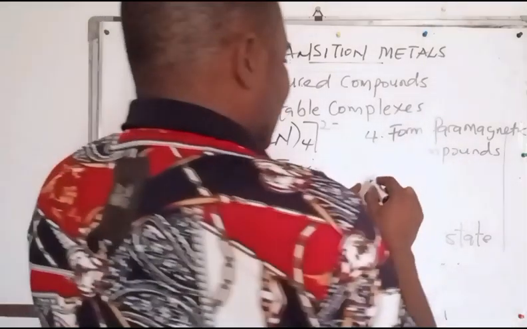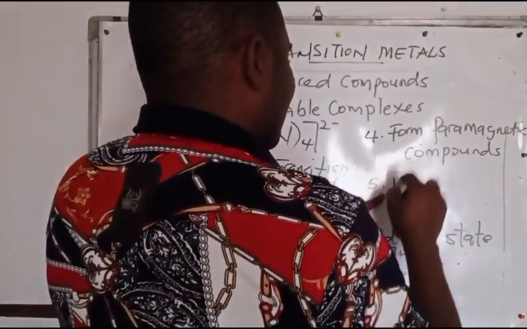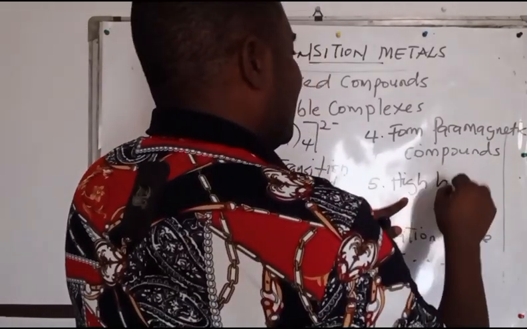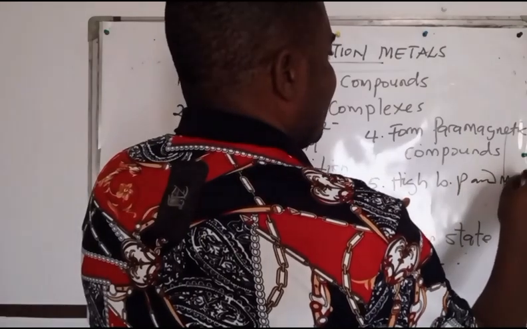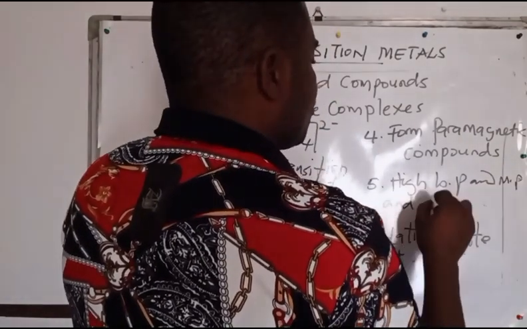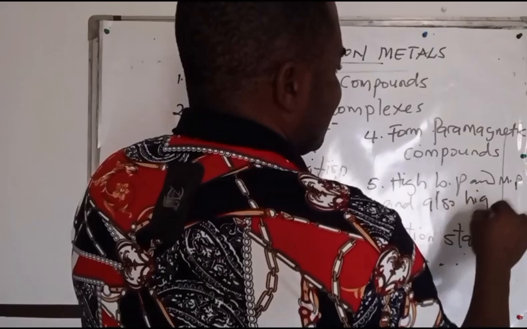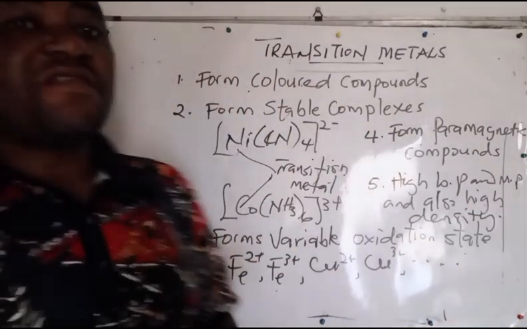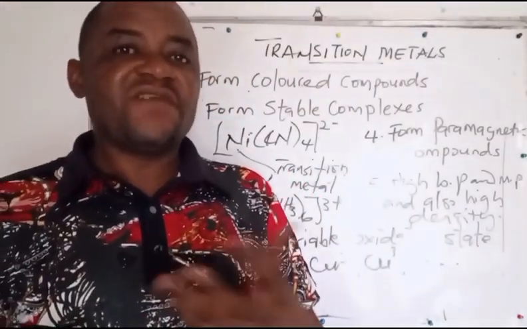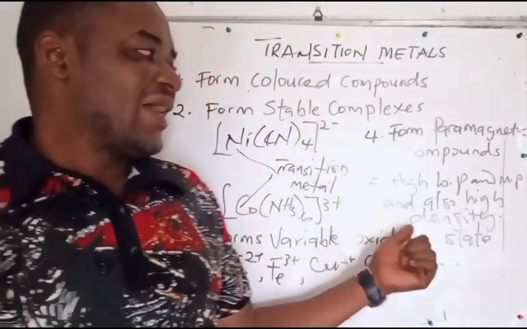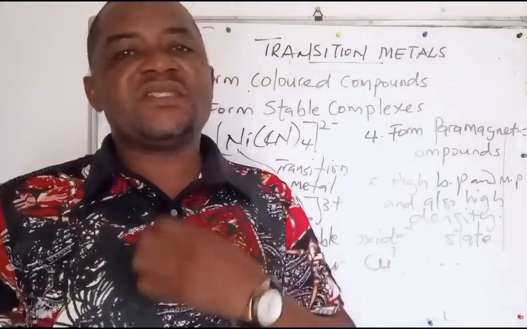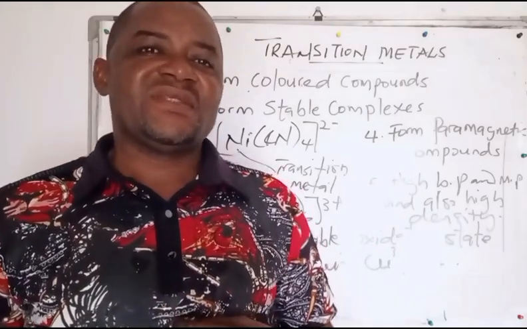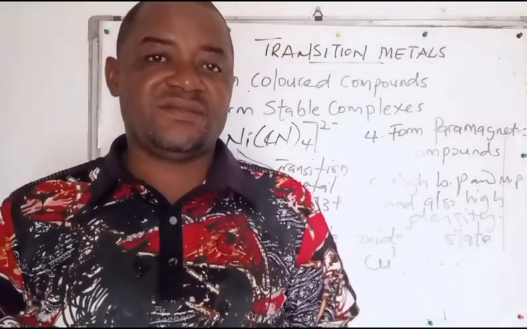Another very important property is that they have high boiling point and melting point. And also they have high density. They are very hard elements. So they have high density compared to every other element in the periodic table. They have high boiling point and melting point. So you see, transition metals are very important metals.